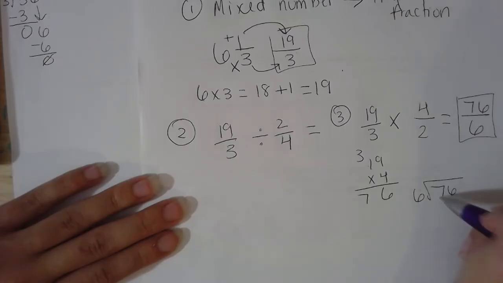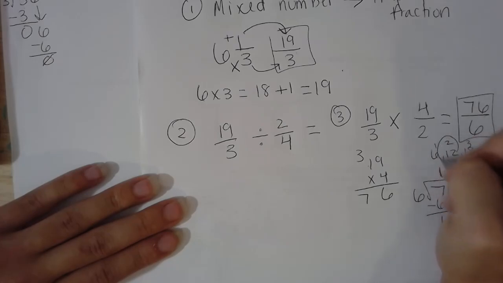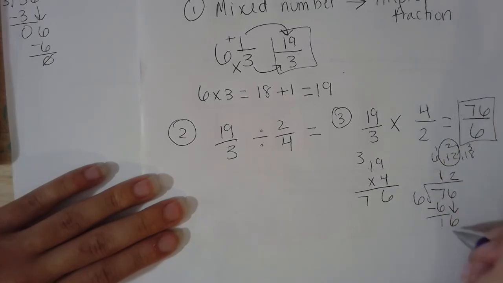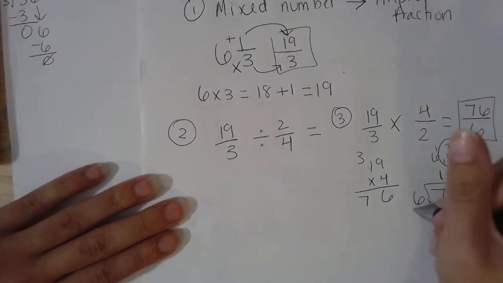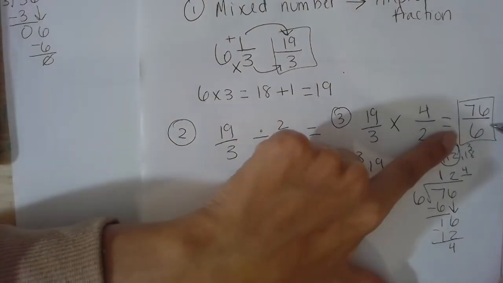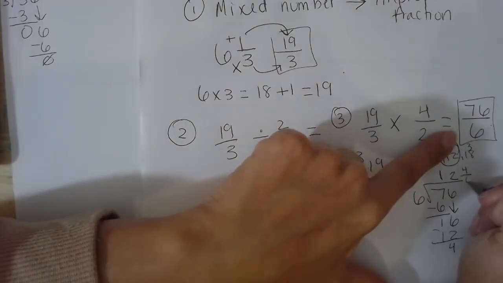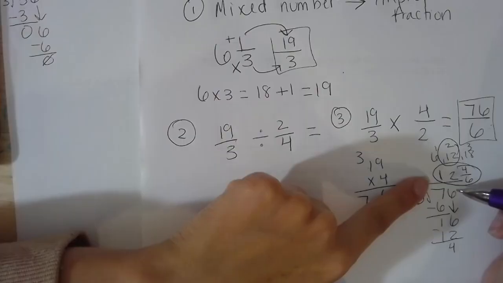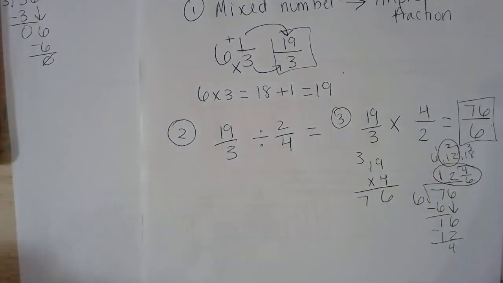6 can go into 7 one time. Bring down my 6. 6 goes into 16. Oh, I don't know. I'm going to skip count. It can only go in twice. My remainder is 4. So I have 12. And remember, we use our divisor, which is our denominator, and it stays the same. So my final answer is 12 and 4/6.